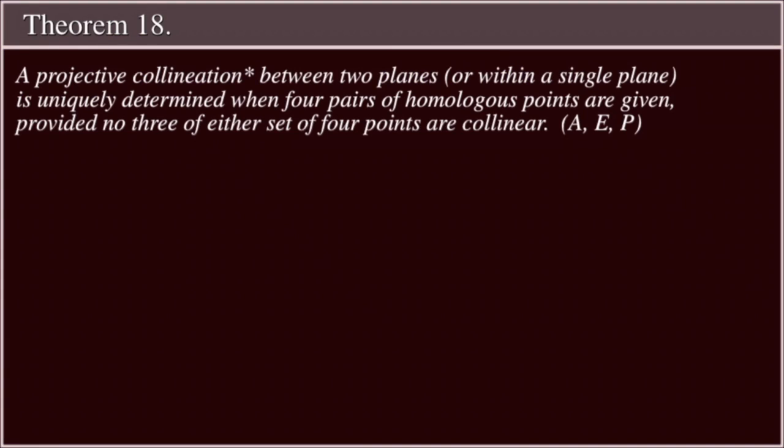Theorem 18. A projective collineation between two planes or within a single plane is uniquely determined when 4 pairs of homologous points are given, provided no 3 of either set of 4 points are collinear. Assumptions A, E, and P.